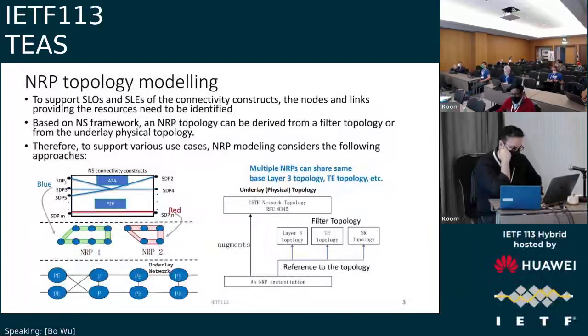And each NRP topology could be just part of the filter topology or the physical topology. It doesn't need to be the whole topology. And we are also modeling that multiple NRPs can share the same base layer 3 topology and TE topologies. So it's not necessary that each NRP has its very own topology. So we try to model all these approaches.